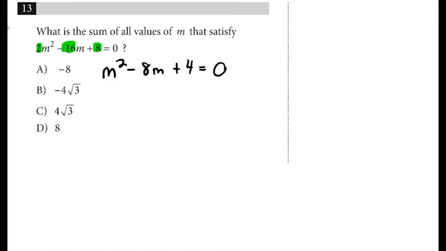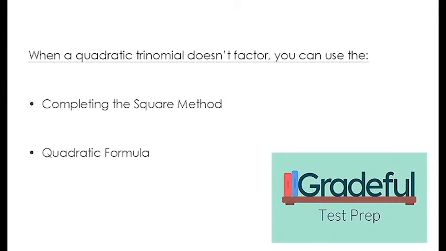Now what we have here is a quadratic, and the format of a quadratic is ax squared plus bx plus c. Here they're m's, but it's the same difference. Because we have b and c coefficients, we'd normally ask ourselves, what two numbers add to negative 8 and multiply to 4? The problem is there's no pair of integers that do that. So when you have a quadratic that doesn't factor, you have two options: completing the square and the quadratic formula.